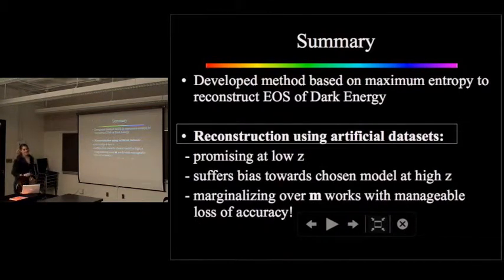Okay. So in summary, we developed a method that was based on maximum entropy to reconstruct the equation of state of dark energy in the most conservative fashion, we thought. When we used artificial data sets, the low redshift reconstructions were very promising, but we do get bias towards the model at high redshift. And we felt that marginalizing over M does work with manageable loss of accuracy. So you get slightly bigger error bars, but we thought that was manageable.